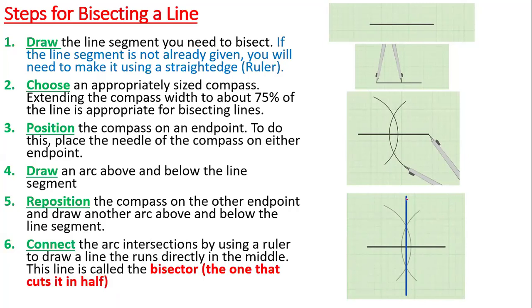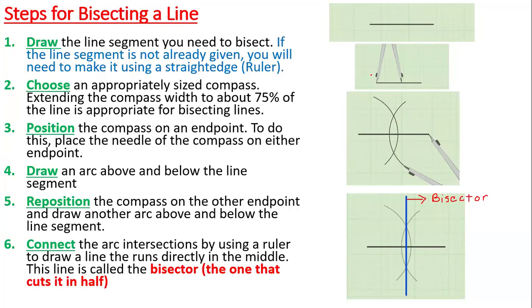What does the bisector do? Cut it in half, basically. Very good. It basically cuts it in half. This is the bisector. That's the line that does the cutting. The bisector. All right.